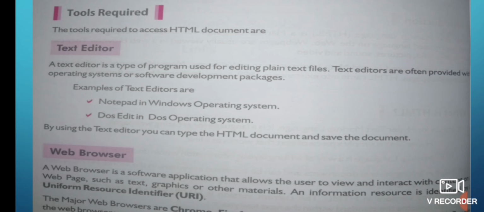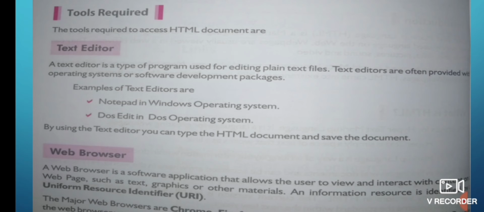Mainly the first one is the text editor, where we are going to type the program. Using Notepad or DOS edit. If you are using the Windows operating system, we can go for Notepad. And if you are using DOS, disk operating system, if you have installed it in your system, you have to open DOS edit. So these are the best examples of text editors where we can type our program.